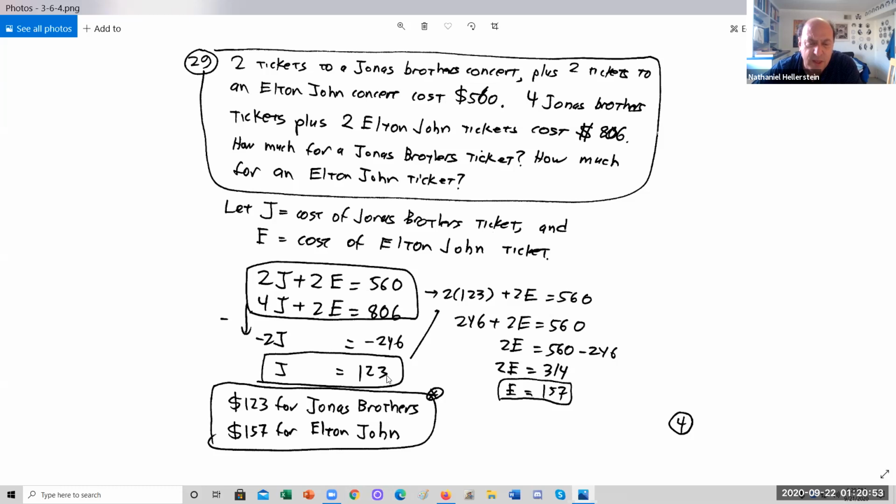In this one, I take the step of having gotten J essentially by elimination. I'm going to substitute back in and solve by substitution. So if J is 123, we can substitute it into this equation. You get twice 123 plus 2E equals 560. Distribute out: 246 plus 2E equals 560. Transpose the 246: 2E equals 560 minus 246, so 2E equals 314. Divide by 2, get E equals 157. So $123 for a Jonas Brothers ticket, $157 for an Elton John ticket.